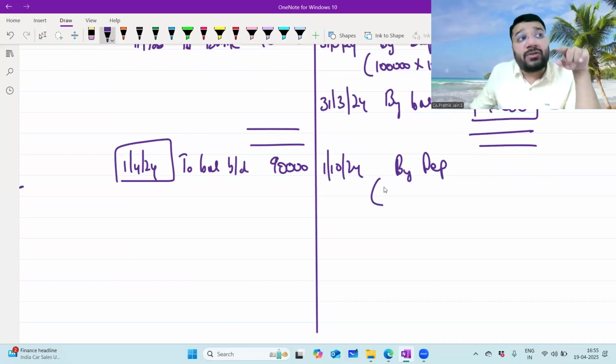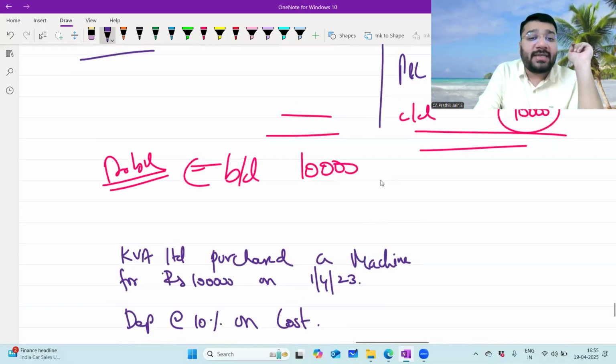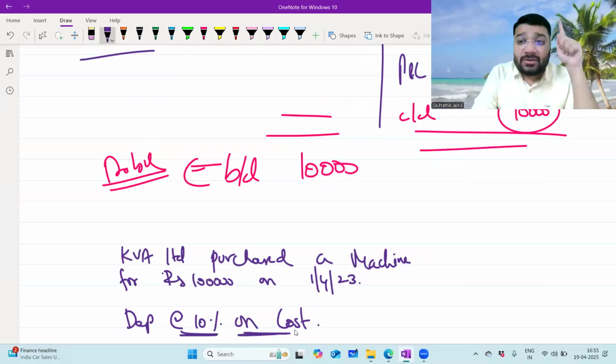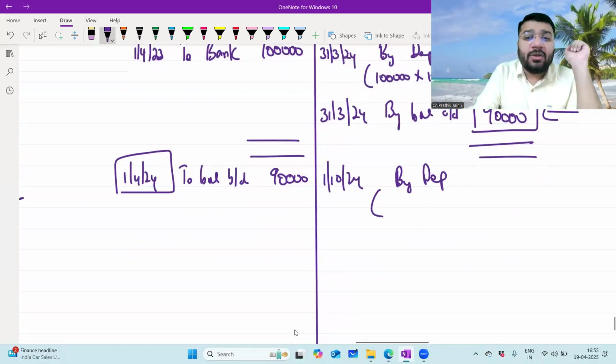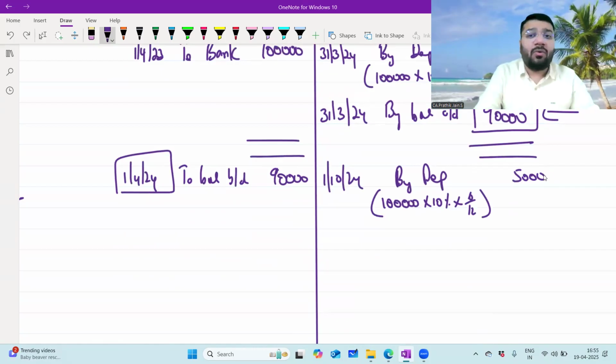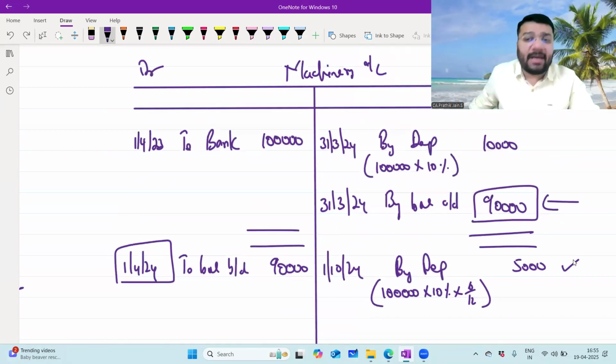So on 1/10/24 the depreciation is how much? 90,000 at 10% or 1 lakh at 10%? 1 lakh at 10%, because the question says that depreciation is 10% on cost. That means straight line method. In straight line method, you always multiply the rate percentage on the original cost. So 1 lakh into 10% into 6/12, which is 5,000. Do you agree with me? So 5,000 rupees is the depreciation for the current year.